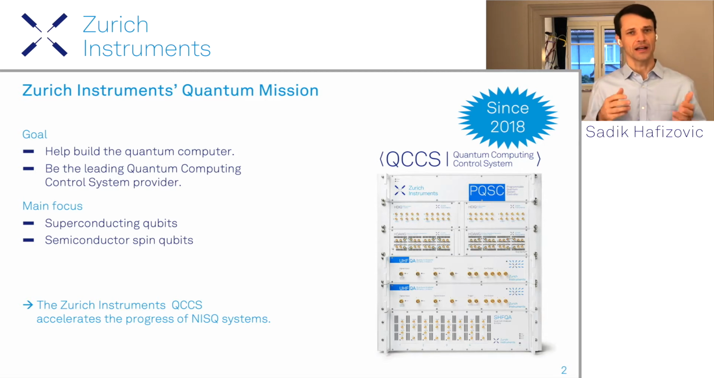We began by adding an arbitrary waveform generator for qubit control, then a quantum analyzer for readout of the qubits, so that by 2018 we had our first generation quantum computing control system on the market, as is shown here on that slide. The focus was clearly on superconducting and spin qubits, and on today's noisy intermediate scale quantum systems. So when you look at the quantum computer, what is our role?